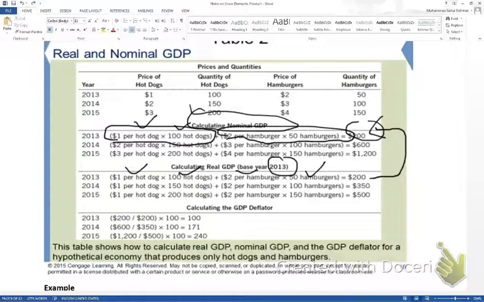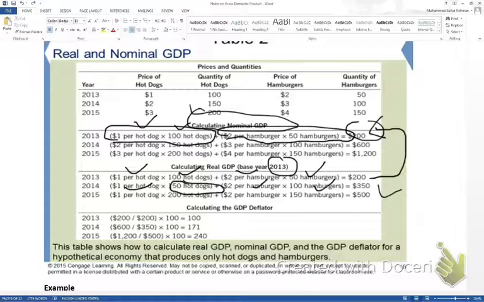Please remember that. For 2014, however, I will take the 2014 hot dog quantity, which is 150, but instead of using the 2014 price, I'm going to use the 2013 price as the price for hot dogs. I will do the same thing for the hamburger: I'm going to take the 2014 quantity, but I'm going to take the 2013 price. I'm going to multiply them, add them together, and that will give me the real GDP of 2014, where the base year is 2013. I repeat the same thing for 2015.